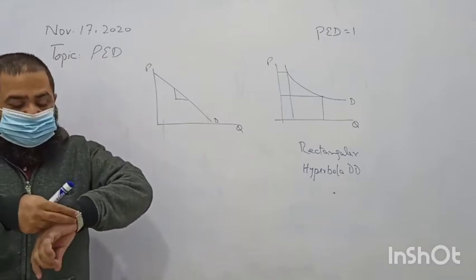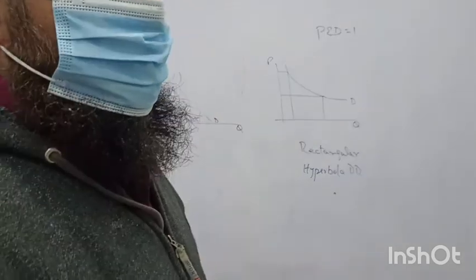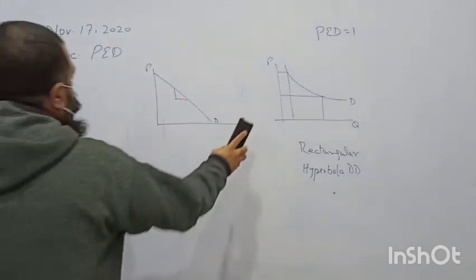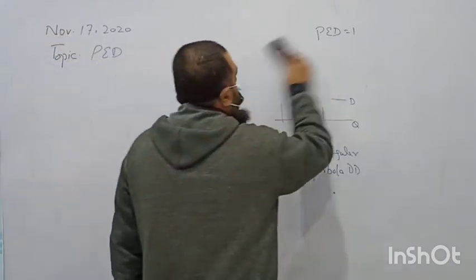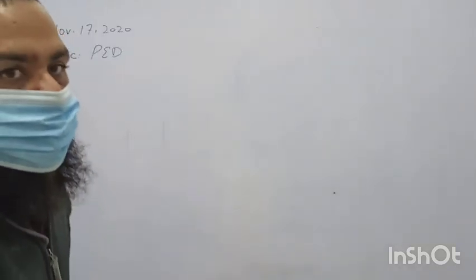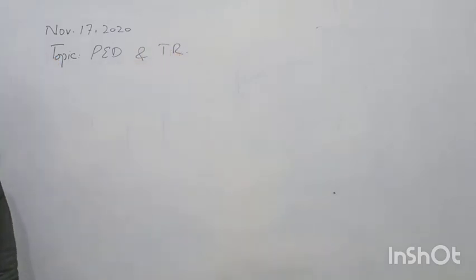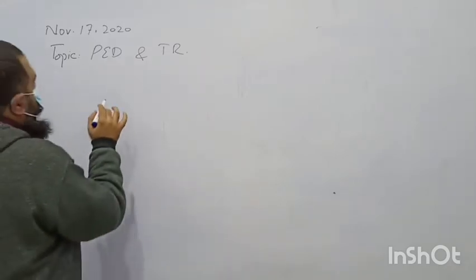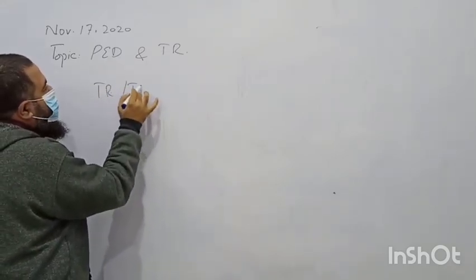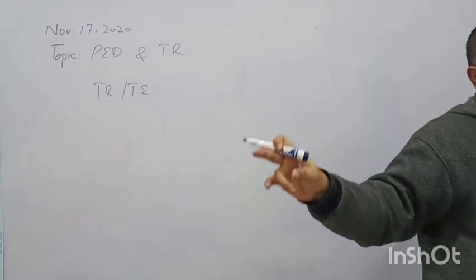Now come towards the other application of this demand curve related to total revenue. What do you mean by total revenue? Do you know what revenue means? Revenue means the receipts of the sellers after the sale of the product. Like total revenue or total expenditure, whatever is your expenditure, that is the revenue of the school. Clear?